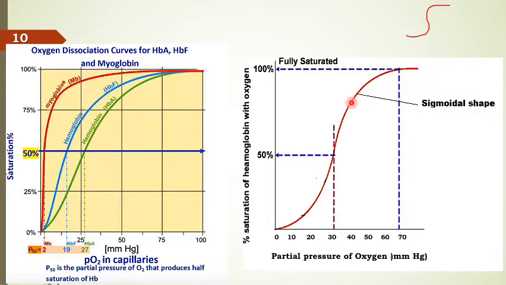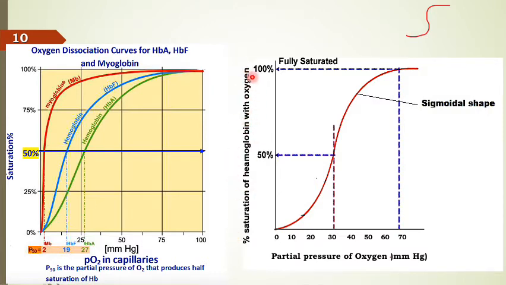This is the sigmoid curve. It is called the sigmoid oxygen dissociation curve. You are going to study them in the physiology course. This horizontal x-axis is the partial pressure of oxygen in millimeter mercury, meaning the concentration of oxygen or saturation of oxygen. This is 10 millimeter mercury, 20, 30, 40, etc. And this y-axis, the vertical axis, is the percentage of saturation of hemoglobin with oxygen.